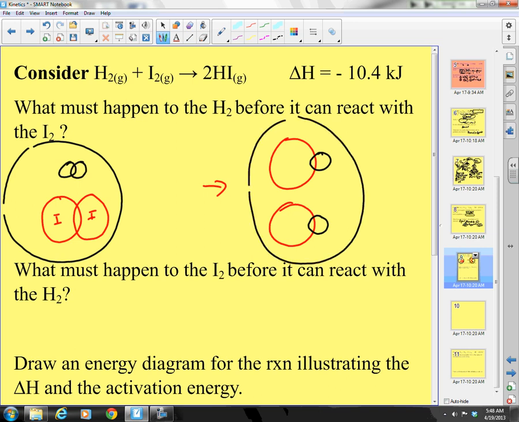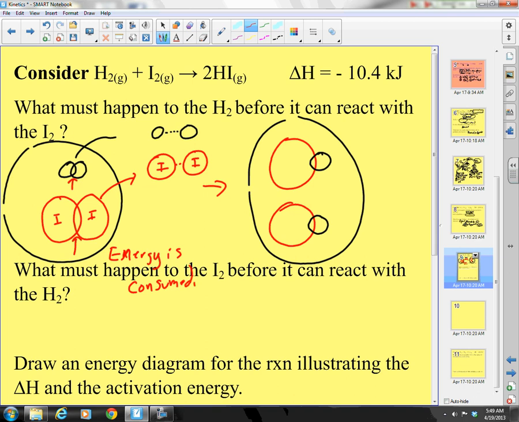Well, first thing is what? What has to happen to my hydrogens? Each hydrogen has to kind of separate from each other. Got it? What has to happen to my iodines? Each of my iodines has to separate from each other. So that means essentially I am breaking this bond and I am breaking that bond. Now, tell me, what happens when I break a bond? Energy is consumed. It requires energy to break bonds.